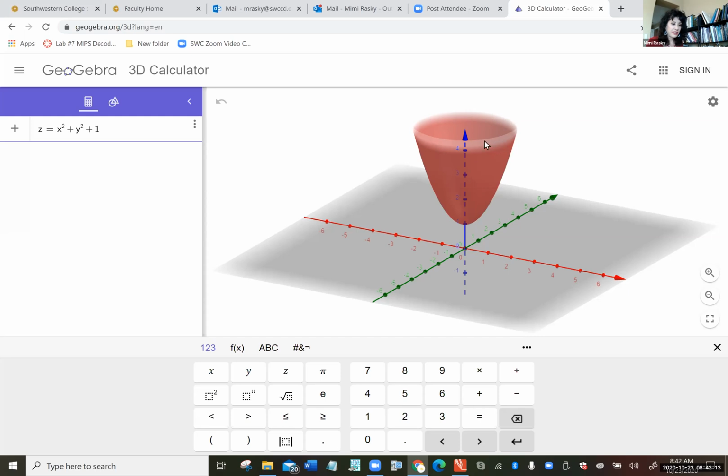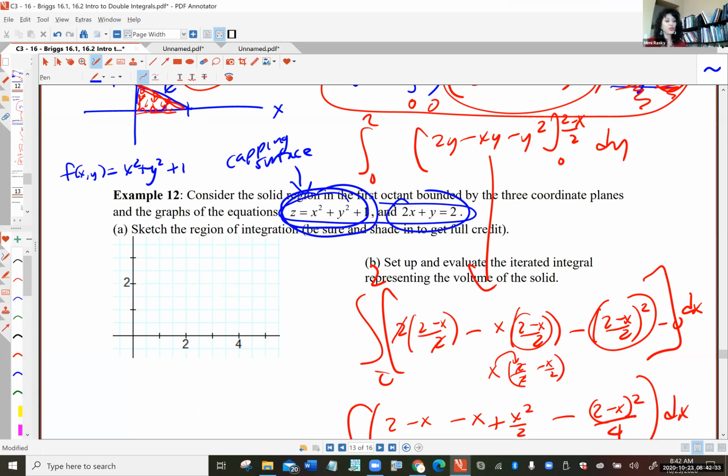So folks, do you see this is the capping surface? Now, everybody's looking at this paraboloid. We're not finding the volume of that paraboloid. No, no, no, no, no. The underbelly of this paraboloid is going to be the ceiling for our solid. Because let's read the problem again very carefully. A lot of students don't read the problem very carefully and then they blow it.